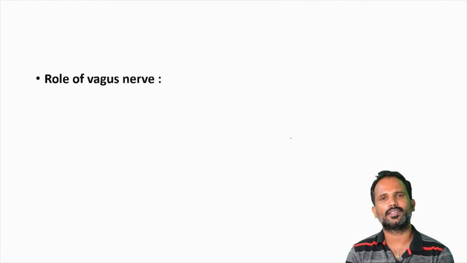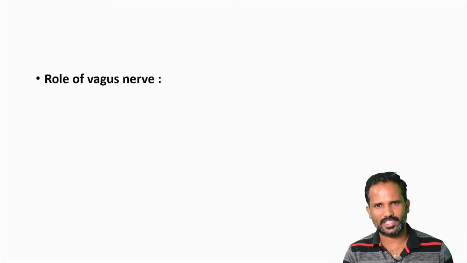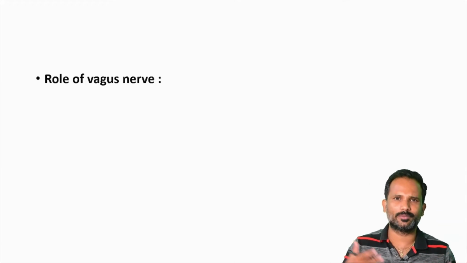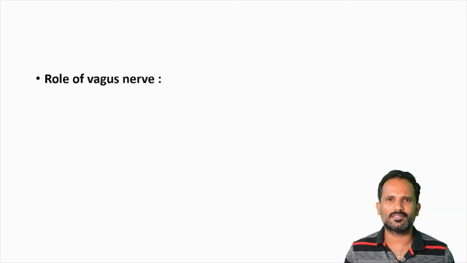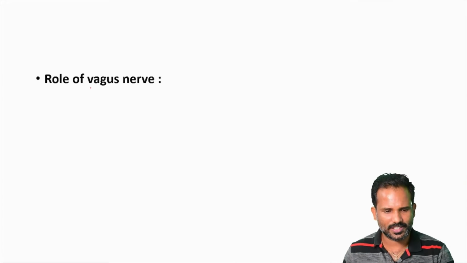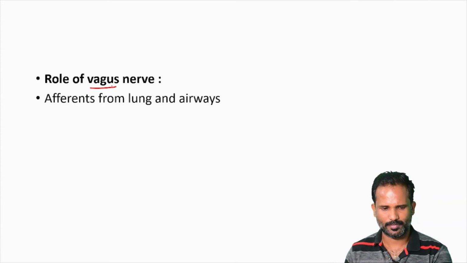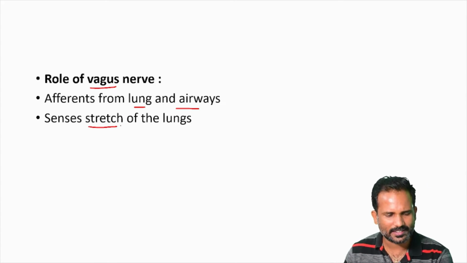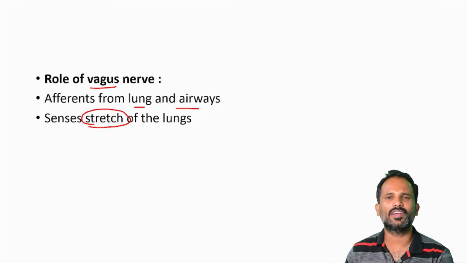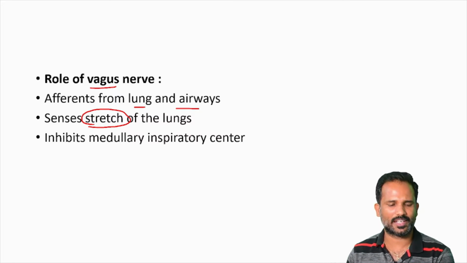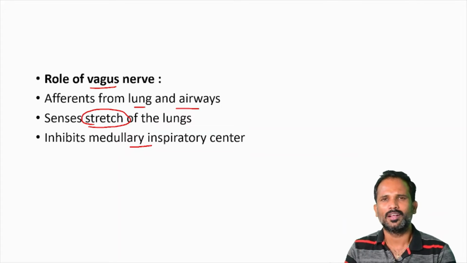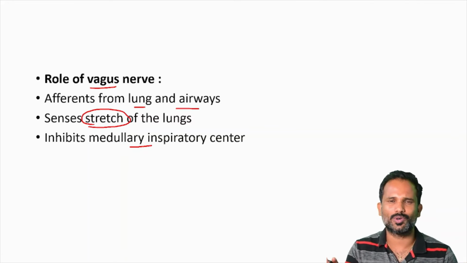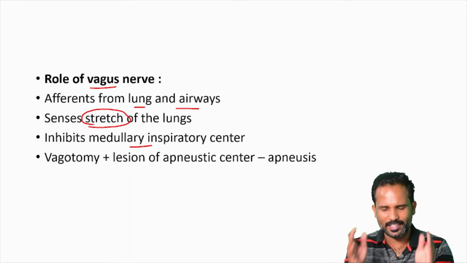And not only these four centers, we need sensory information from the lung, how much it is stretched. Such information is carried by the vagus. It carries the information from the lung and airways, and it senses the inflation of the lungs, that is the stretch of the lungs, and it inhibits the inspiration. So it cuts the inspiration. Okay, enough, the lung is stretching more, you just stop, so that inspiration is cut off.